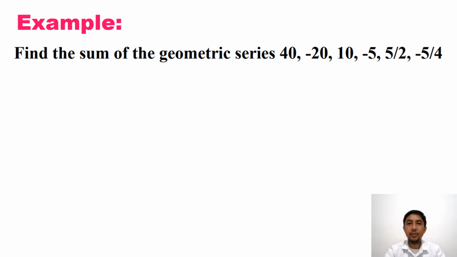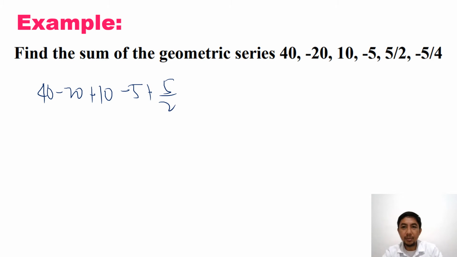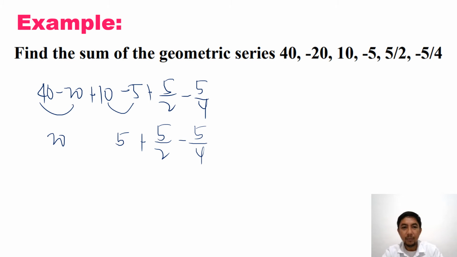Okay, so let us try to check if the answer is the same if we are going to use the manual computation. We are given 40 minus 20 plus 10 minus 5 plus 5 halves minus 5 over 4. So this one, 40 minus 20 is 20. 10 minus 5 is 5. And then we just copy 5 halves and 5 over 4 for later. We are going to solve this.